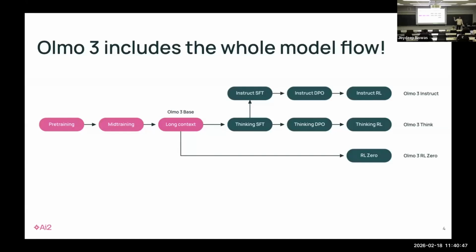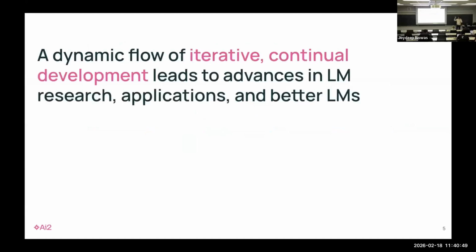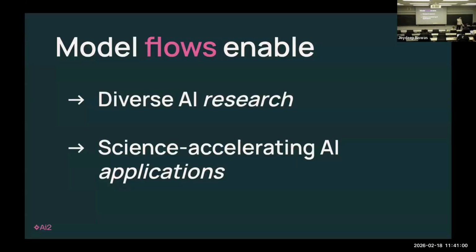And so we're referring to this as the full dynamic flow of how we make these iterative, continual development decisions. This is what we think is really critical for teams to get, if you want to build a really good model. So why do we care about this model flow, or continuous iterative development?